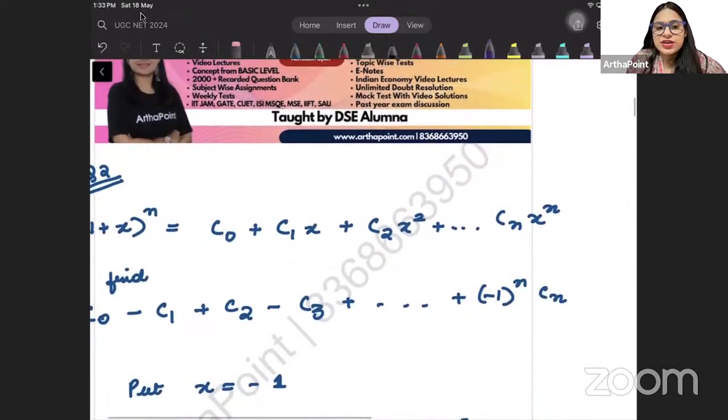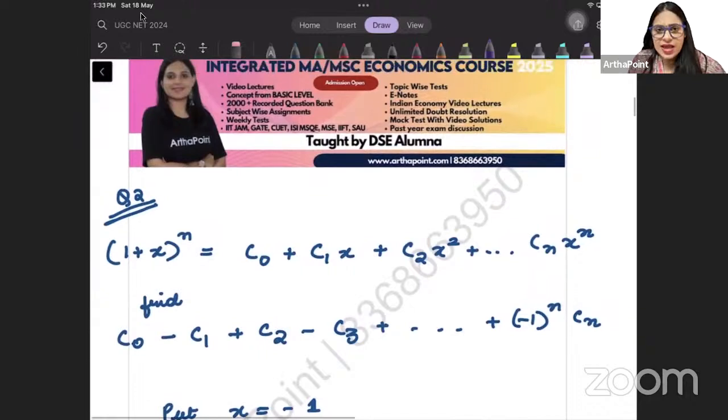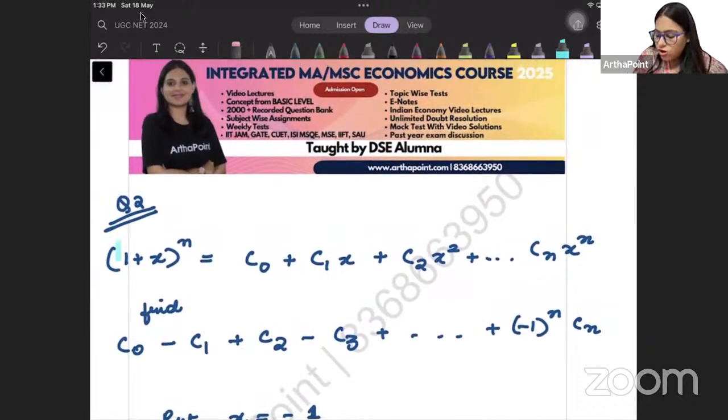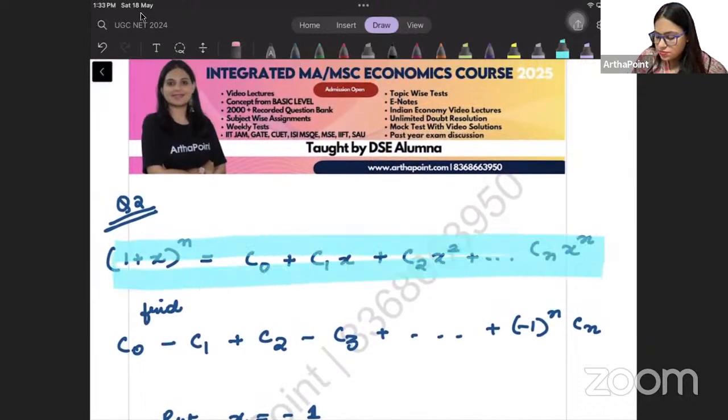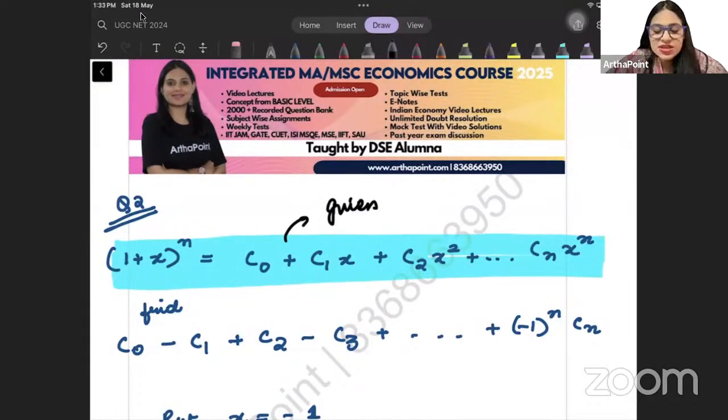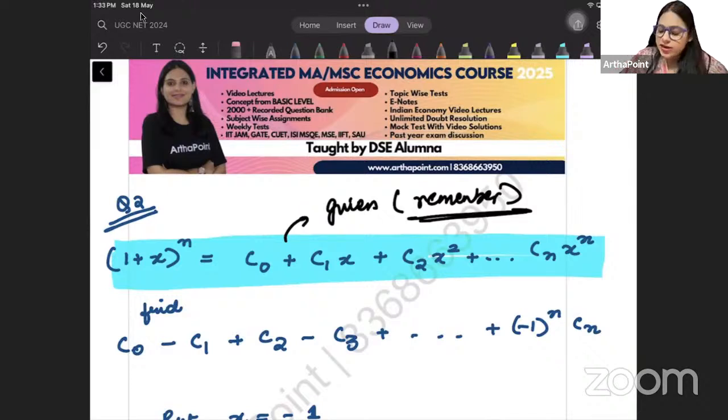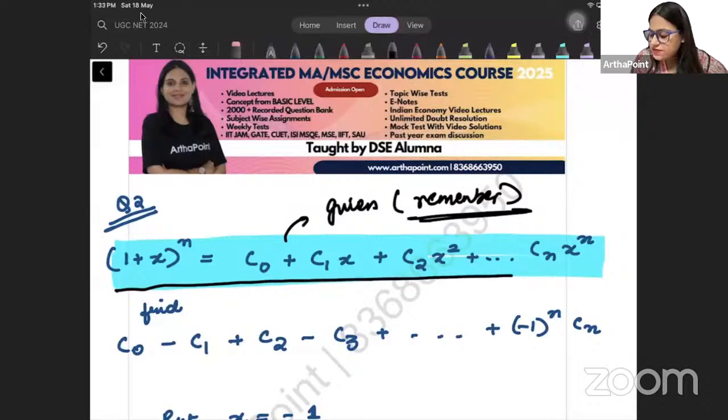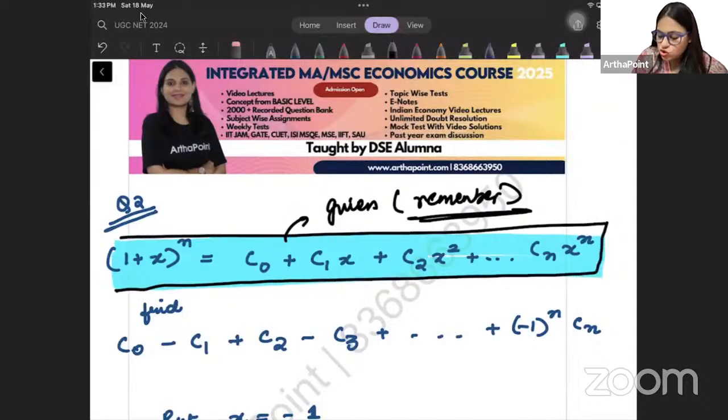Look at the second question, beta. In the second question of this sample paper, you are already given this expansion. Sometimes in the exam, this expansion may not be given to you, so you need to remember it. You should know what 1 plus x to the power n is, and it is nothing but c0 plus c1x plus c2x square and so on. You need to remember this expansion.